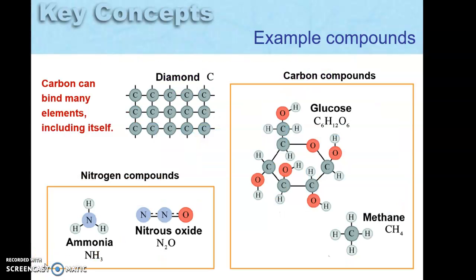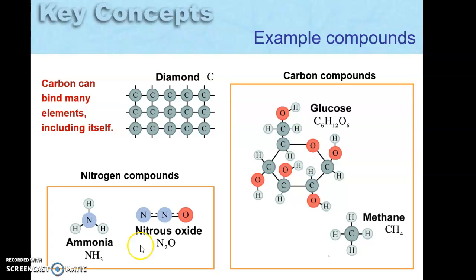So let's take a look at some. Carbon is so flexible it can bond with itself in graphite, like perhaps a pencil that you're writing with, or if that is under pressure, then it can form a diamond. It forms a lot of carbon compounds. Sugar and methane are just two examples of thousands of different carbon compounds.